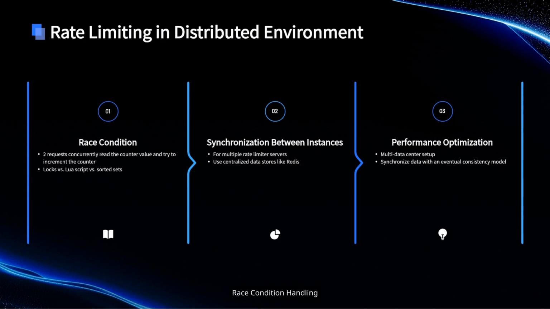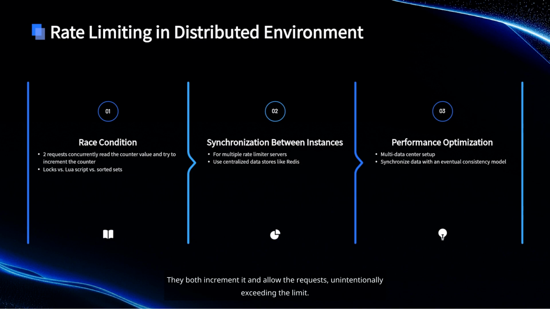Race condition handling. In distributed systems, race conditions are one of the trickiest problems in rate limiting. Here's a common scenario. 2 or more requests arrive concurrently at different servers. They read the same counter from Redis and think the request count is below the limit. They both increment it and allow the requests, unintentionally exceeding the limit.